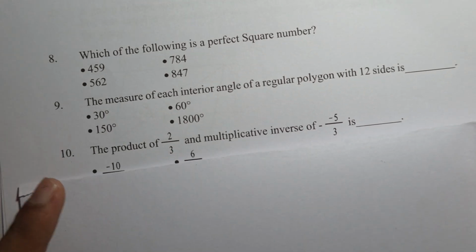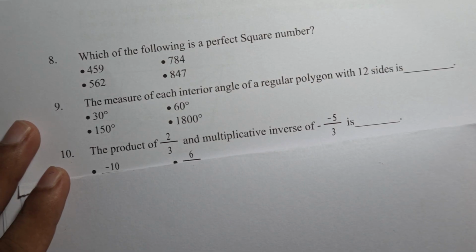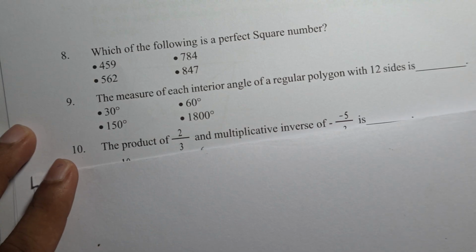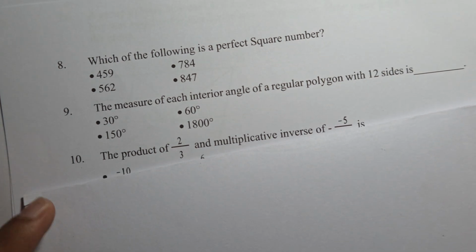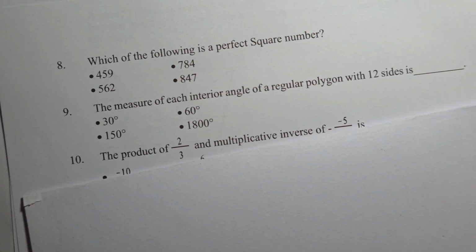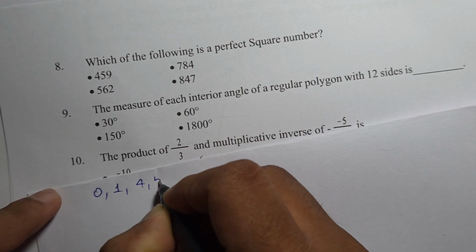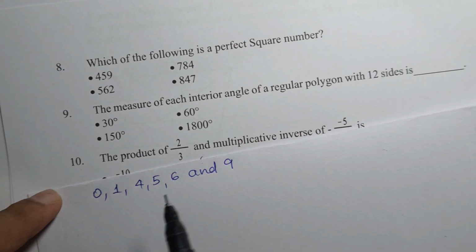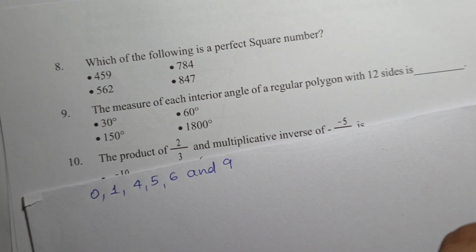The 8th question is, which of the following is a perfect square number? Now, if you see these options, 459, 784, 562, 847. If you remember, while finding squares of a number, we saw a few patterns. In those patterns we had observed a few numbers, that is 0, 1, 4, 5, 6 and 9. Now these were the numbers which were ending, correct, the unit digit of a particular square number.